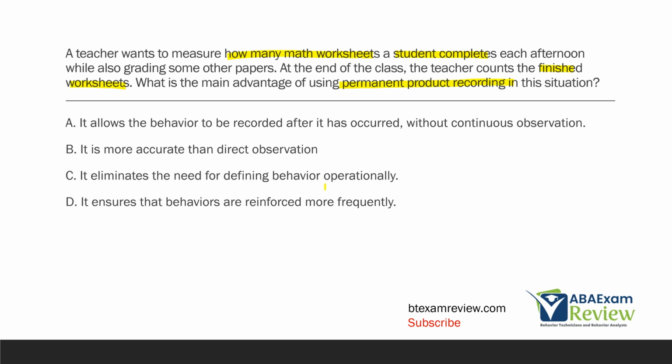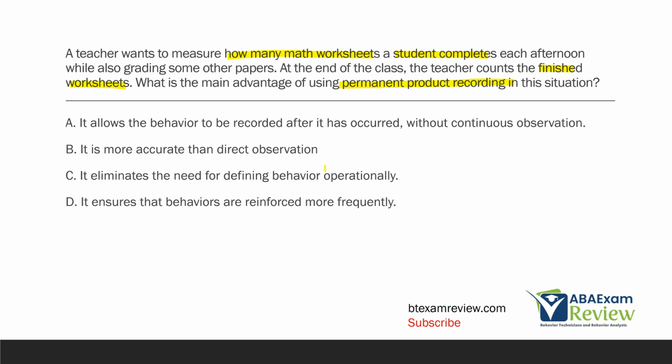What about B? It is more accurate than direct observation. Not necessarily, right? Direct observation is typically the best way to measure. Now, there's always exceptions to every rule, but B is way too strong of an answer without enough support for it being the correct answer. C, it eliminates the need for defining behavior operationally. Well, no, we still would need to define what does it mean to complete a math worksheet, what is she measuring, what counts. So we don't get to avoid defining the behavior. We just don't have to necessarily continuously observe the behavior.